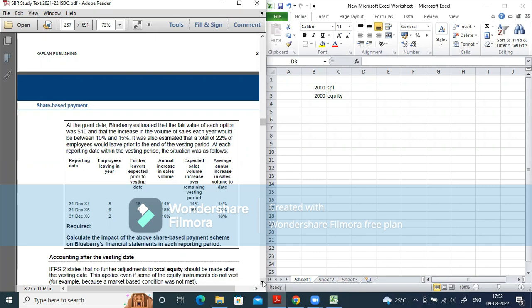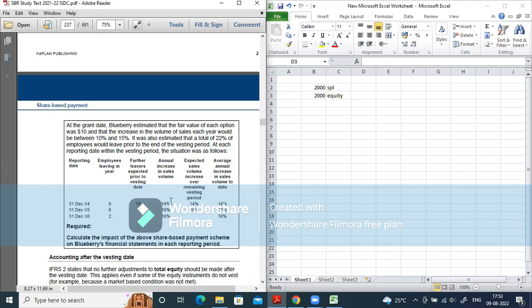Now, it was also estimated that a total of 22% of the employees would leave prior to the end of the vesting period. At each reporting date within the vesting period, the situation was as follows. For 31st December 2004, employees leaving in the year is 8. Further leavers expected prior to the vesting date, they gave as 18. Annual increase in the sales volume is 14%. Expected sales volume increase over the remaining vesting period is 14%. Average annual increase in sales volume to date is 14%.